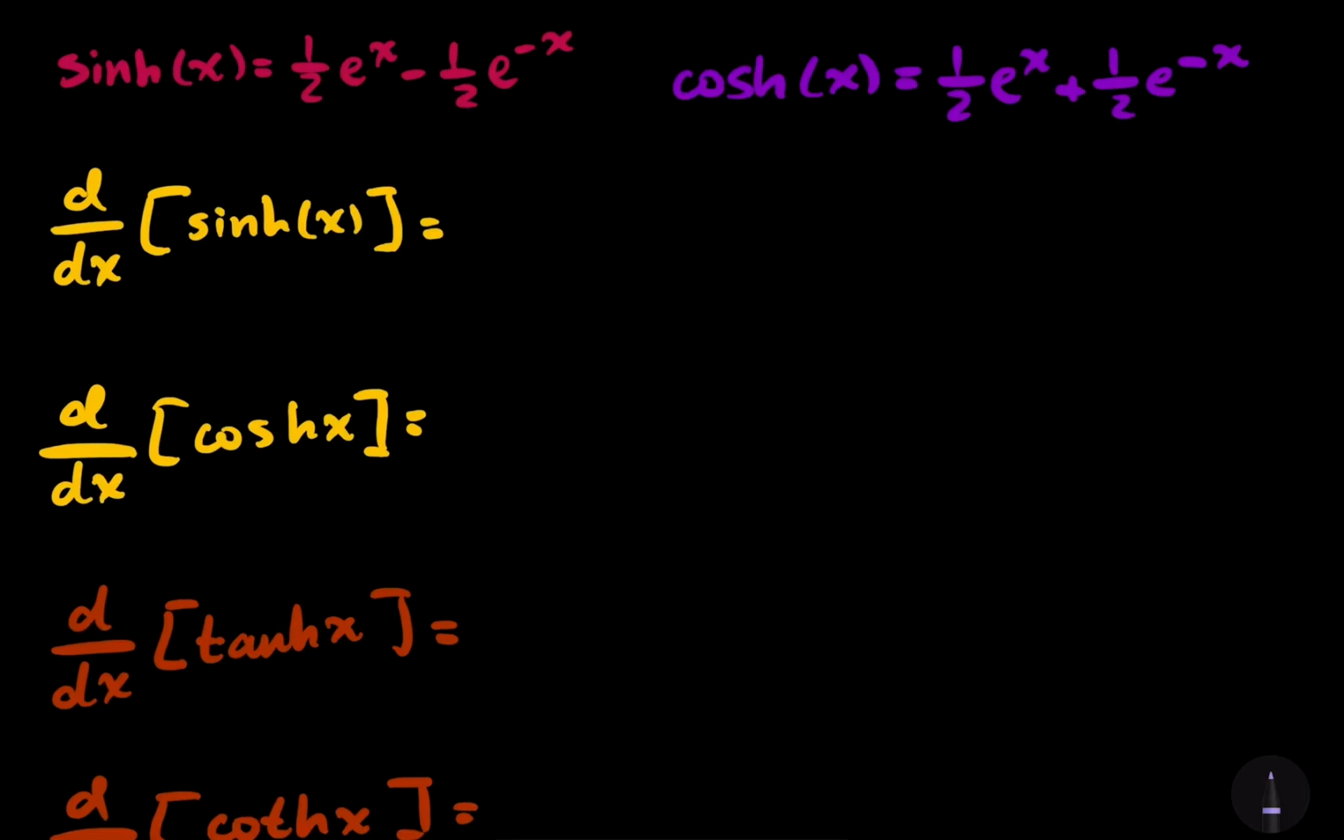So in today's video, we're going to take a look at the derivatives of hyperbolic trigonometric functions. And if you've never been exposed to these functions before, they're essentially just different combinations of e to the x and e to the negative x.